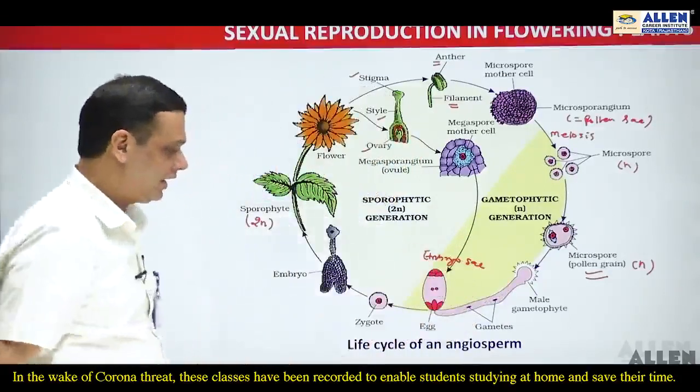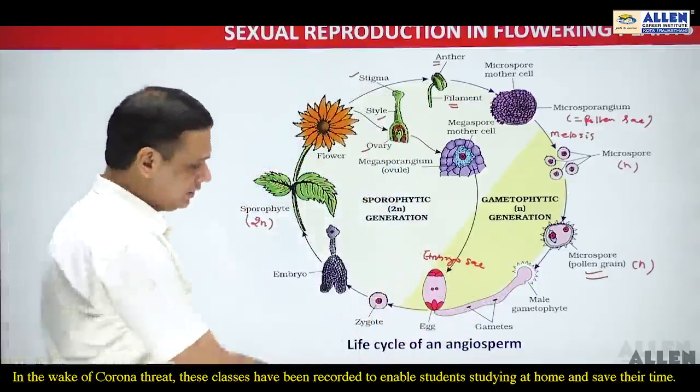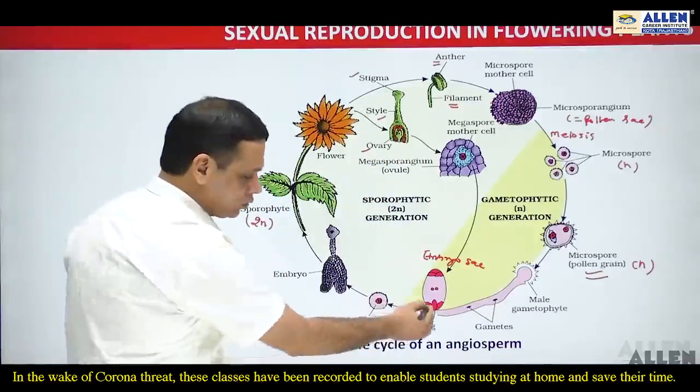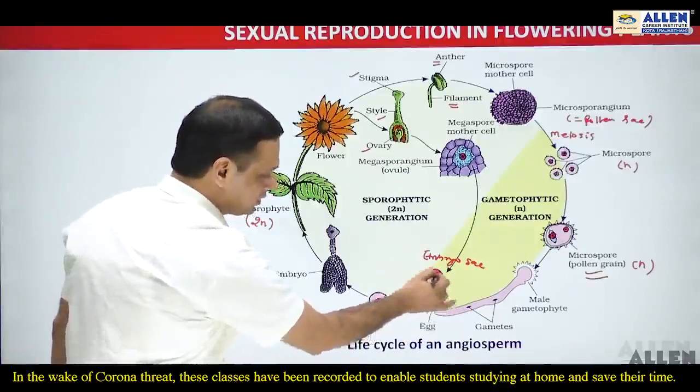This embryo sac contains 3 antipodal cells towards the chalazal end, and 3 cells in which 2 are the synergids and 1 is the egg cell. So this is the complete egg apparatus, and the 2 polar nuclei are present in this central cell.